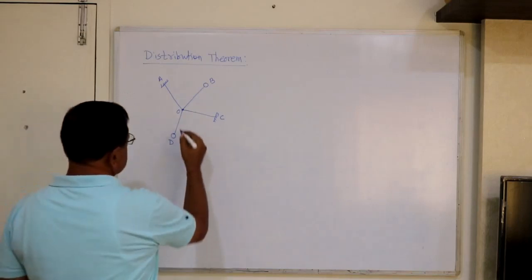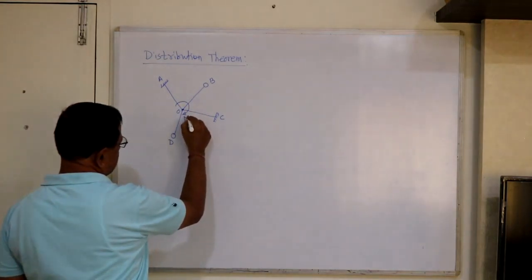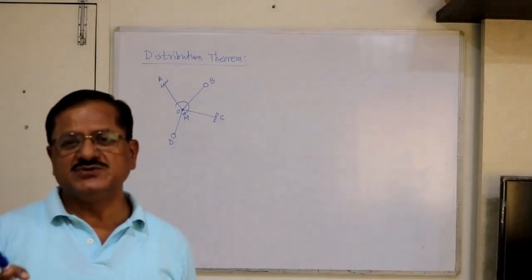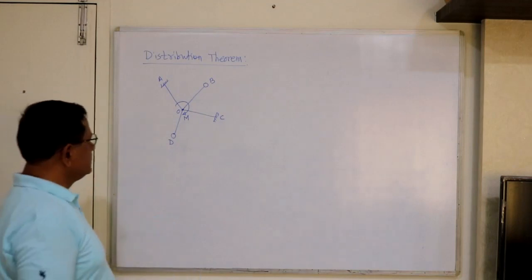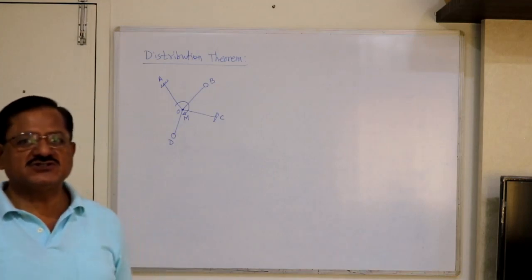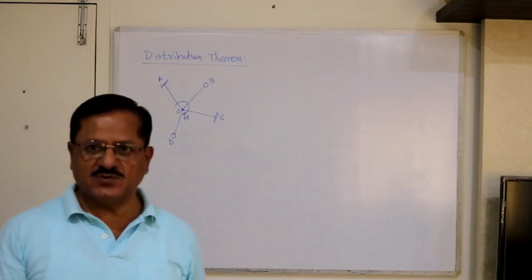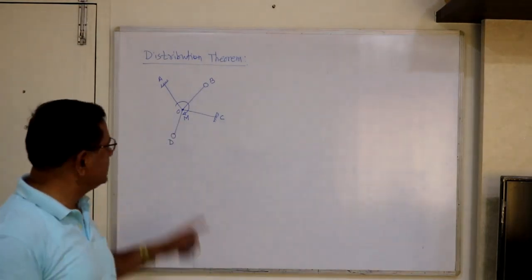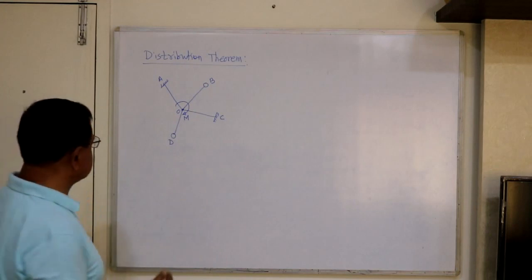Now suppose we apply only a moment M at the rigid joint O to produce a rotation without any translation. Then this moment gets distributed among the connecting members in the proportion of their stiffnesses.